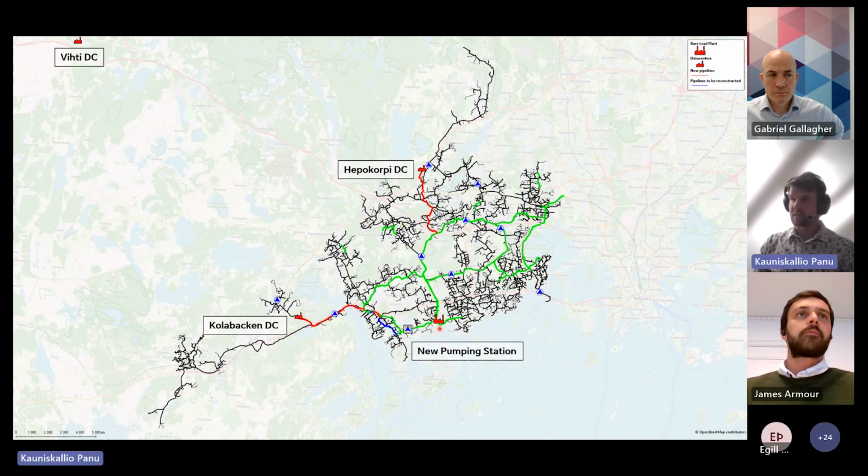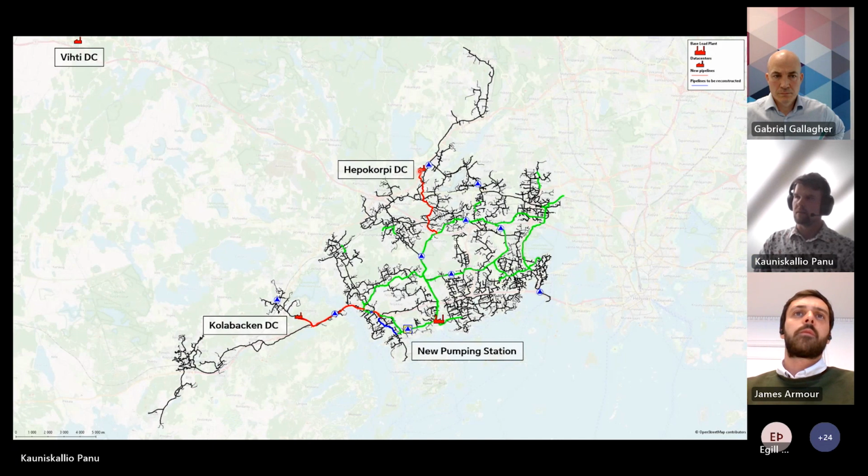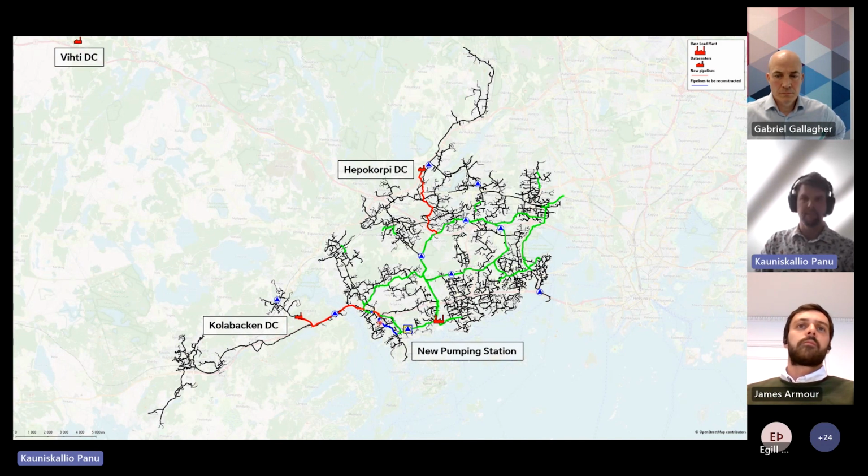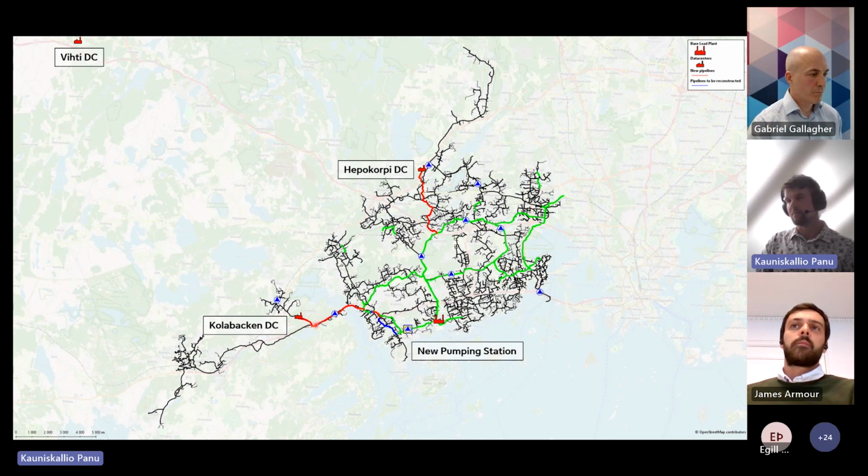And it will look something like that. When we include 2 new baseload plants with Kolabacken data center here and Hepokopi data center here, the pipeline investments are quite remarkable. And we also have to reinforce the existing network here. And these new pipelines will have diameter varying from DN 700 to DN 400.